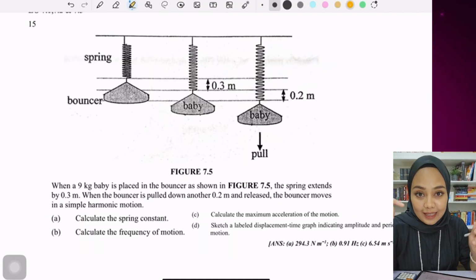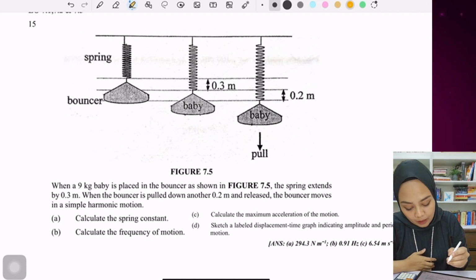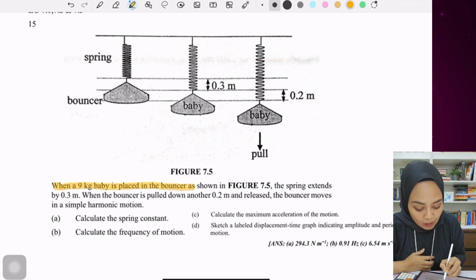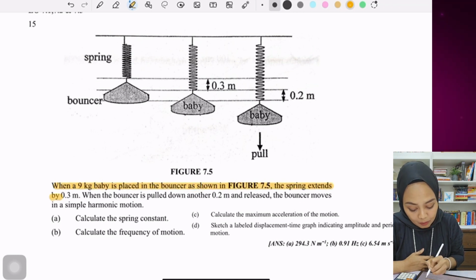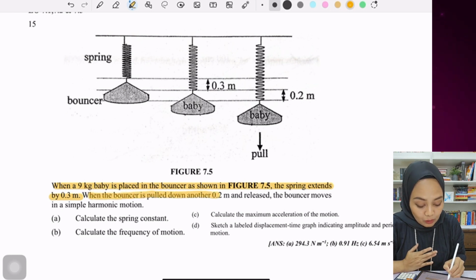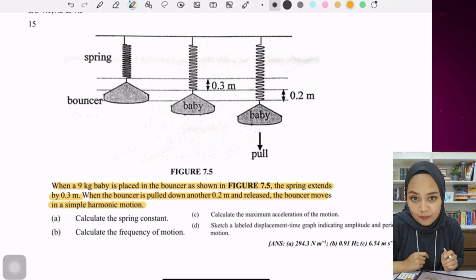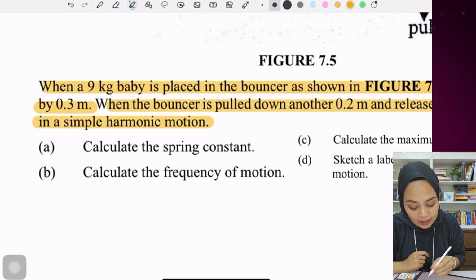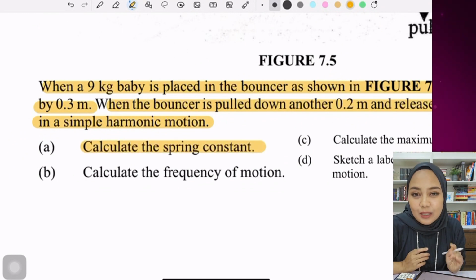Next, I want to discuss this question number 15. When a 9 kilogram baby is placed in the bouncer, as shown in figure 7.5, the spring extends by 0.3 meters. And then when the bouncer is pulled down another 0.2 meters and released, the bouncer moves in a simple harmonic motion. So the next question is, we have to calculate the spring constant.